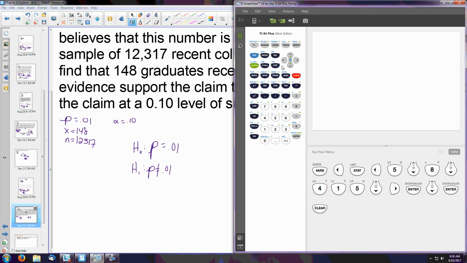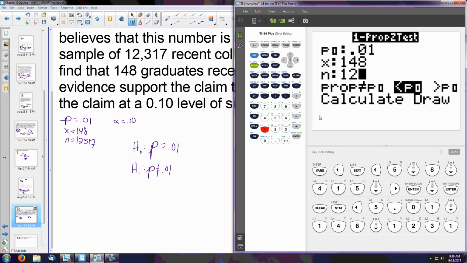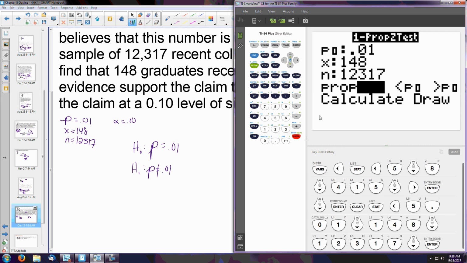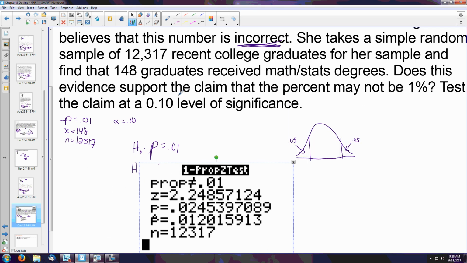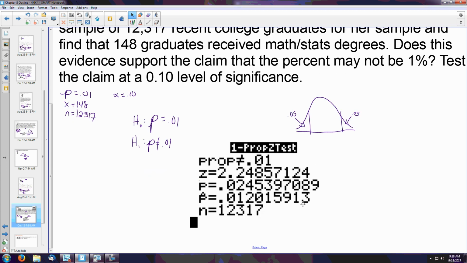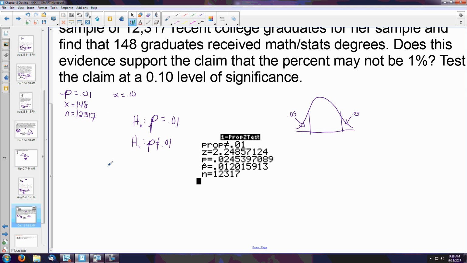Using our one proportion z-test, like we just learned how to go through, testing the claim that it's 1%, 148 out of 12,317, and this is two-tailed. So to make our final decisions here, we have a z-test of 2.249 and a p-value of 0.025.